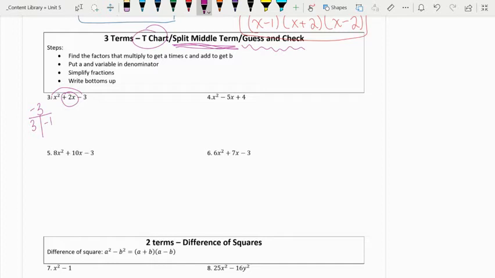At this time, if you know number sense or split middle term, you know that you can just write this as x plus 3, x minus 1. Now what I always do is I always put your A value and your variable in the denominator, and then we always write it bottoms up. So right now it seems like a redundant step, but you'll see why I do this in a second. So yes, x plus 3, x minus 1.